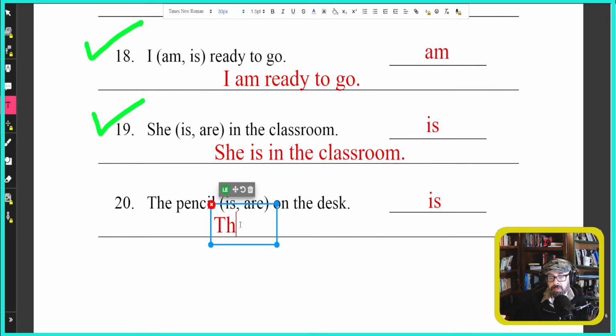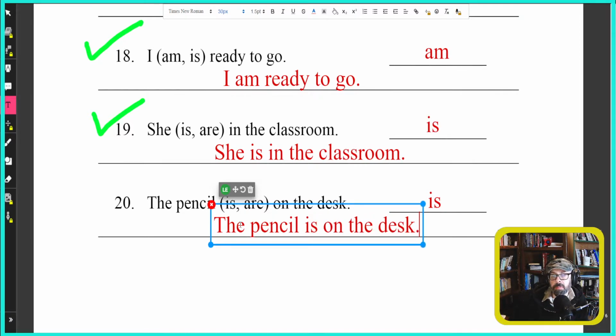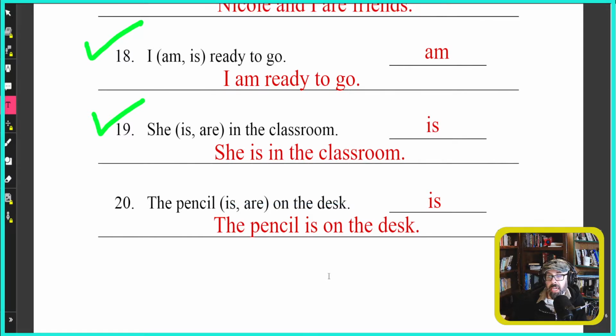Okay, so writing the full statement, the pencil is on the desk. Period. Okay, so pencil, it, singular. It is. Pencil is on the desk. Okay, that takes care of number 20. So that will complete this section here. Okay, so good job.